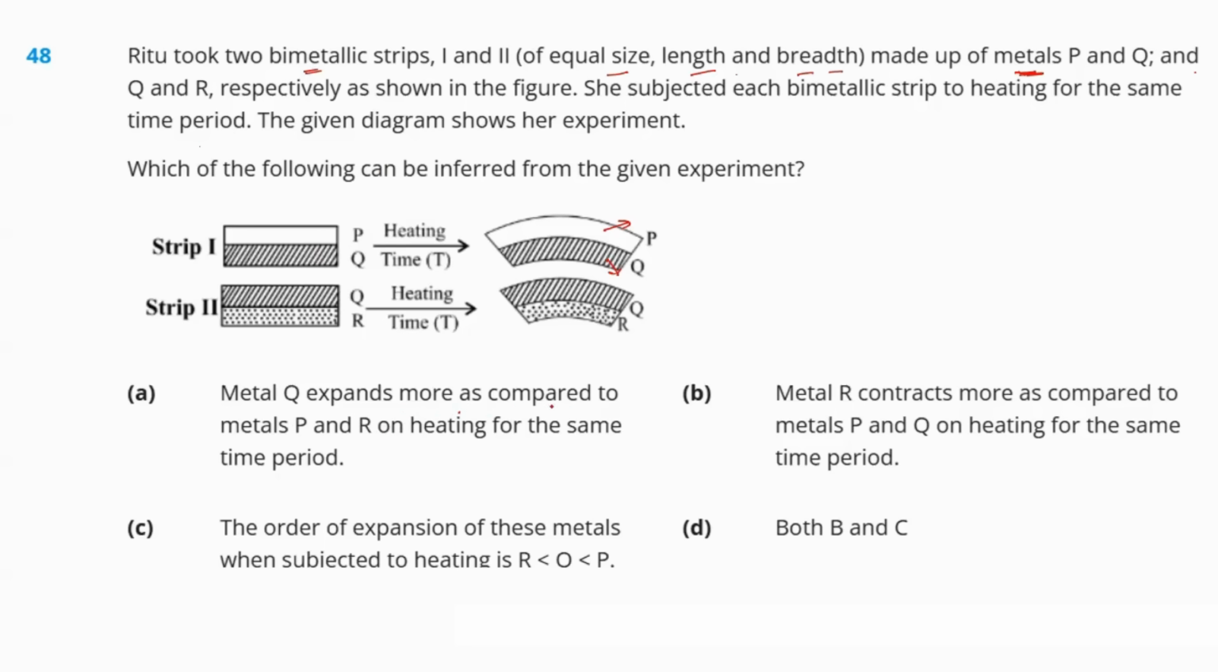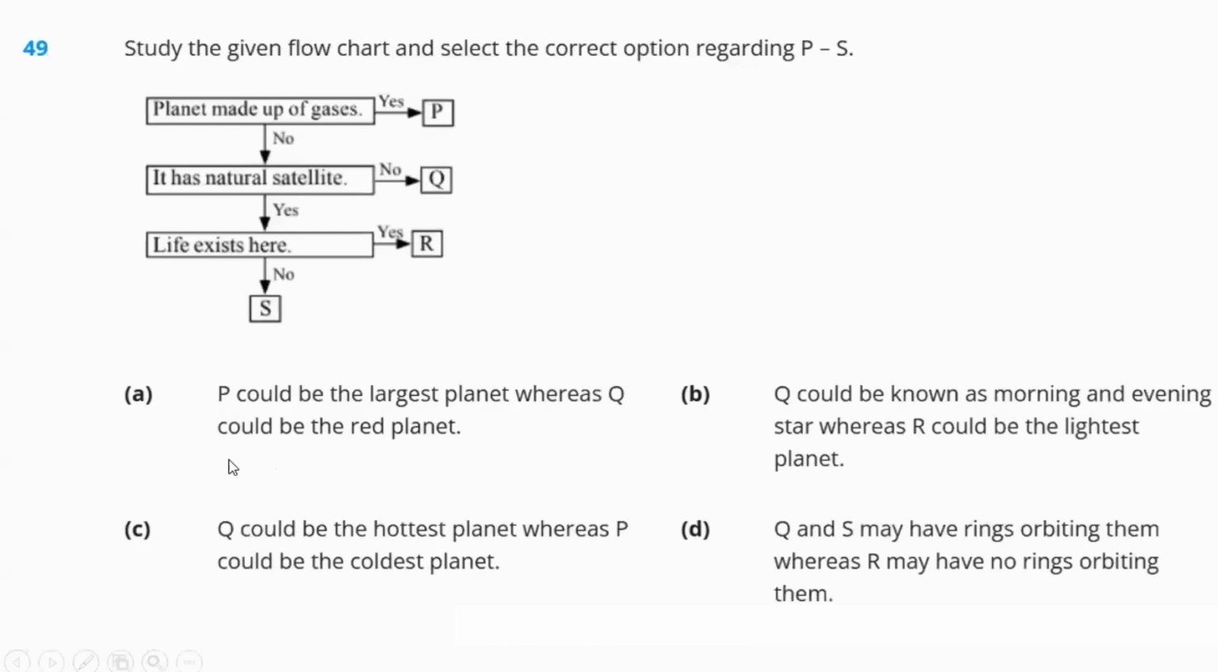Q expands more as compared to P and R on heating the same time period. No, the metal Q as compared to P is expanding less because it is going outwards, right? Metal R contracts more as compared to metal P and Q on heating for the same time period. Right? No, this is also not true. The order of expansion of these metals when subjected to heating is R, Q, and P. Yes, R, Q, and P. This would be the correct answer.